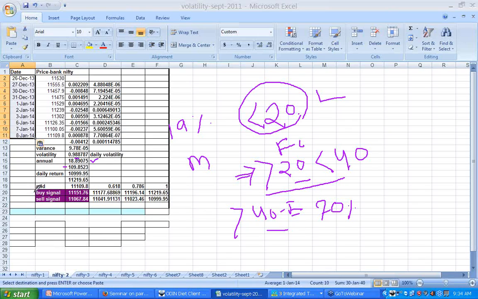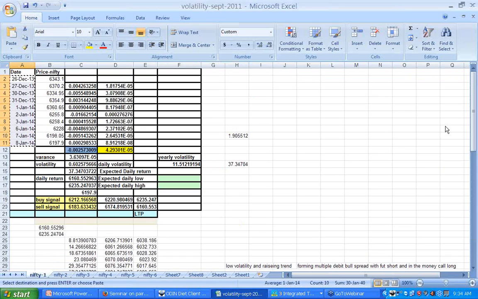Fine. So now, based on this analysis of volatility, for Nifty today, we can buy at 6212, keeping a stop loss of 6183. If we are buying at 6212, we have maximum probability to touch 6235. If we are selling at 6203, we have chances to touch 6160.